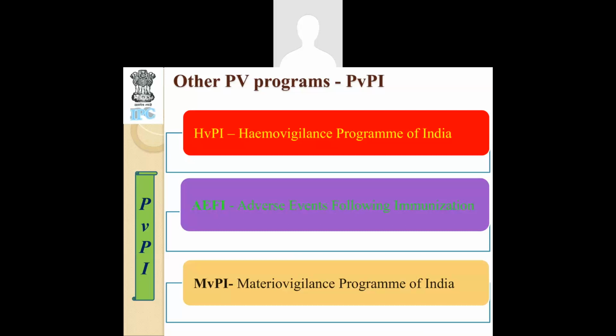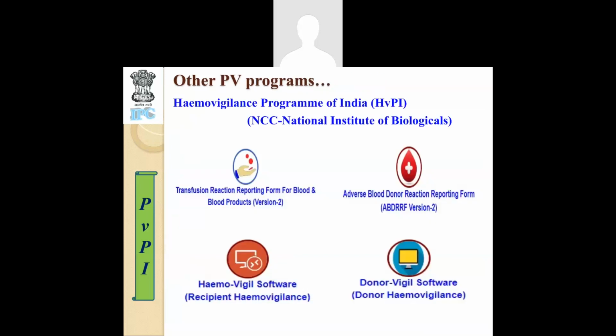Under the Pharmacovigilance Program of India, the National Institute of Biologicals, Noida is the National Center for reporting adverse drug reactions due to blood and blood products. There are two different forms available. You can download them from the NIB website itself, National Institute of Biologicals. One is for transfusion reaction reporting for blood and blood products.